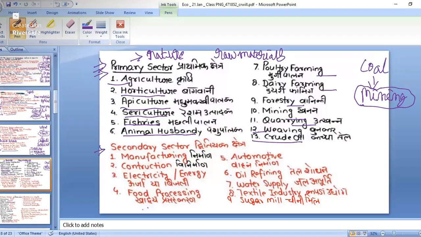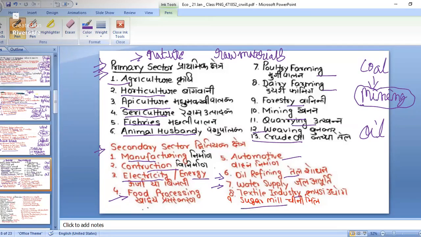If you see in the secondary sector, we have various things: manufacturing, okay, construction, electricity or energy production, food processing, automotive, oil refining. So don't get confused with oil refining and crude oil. Okay. So crude oil is what? This oil we are getting directly from nature at the first stage. Now when we are refining oil, that comes under the secondary sector. Water supply, textile industries, sugar mill.